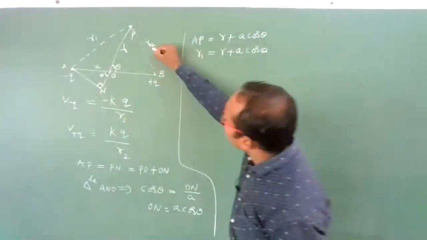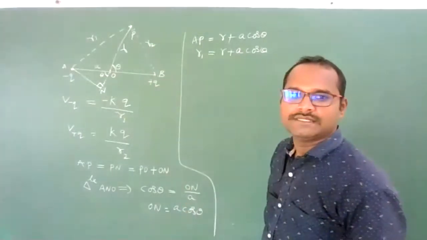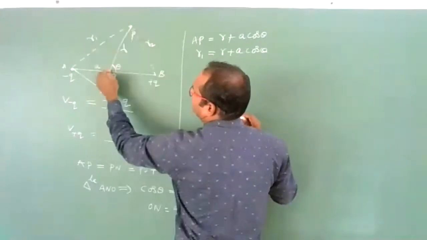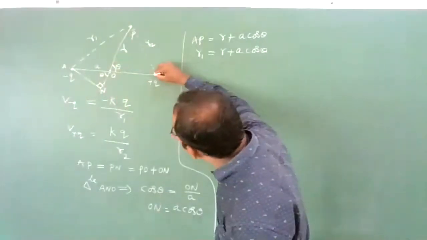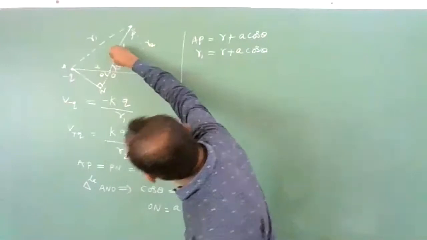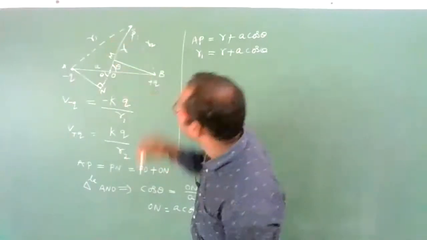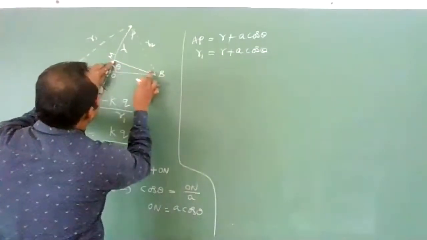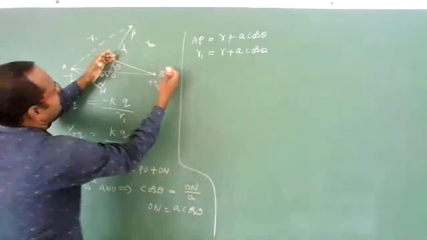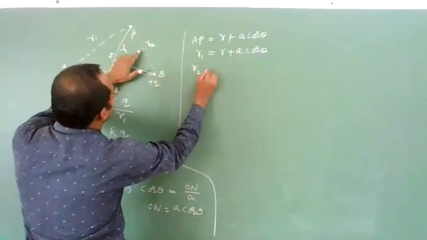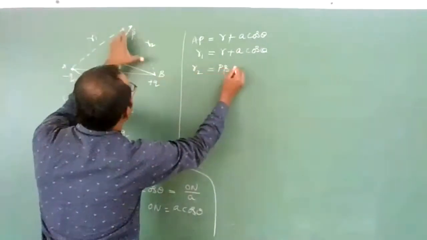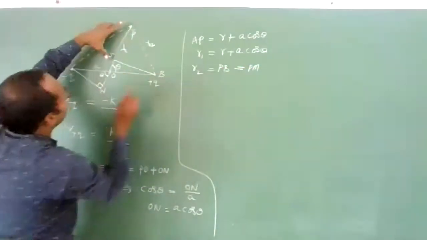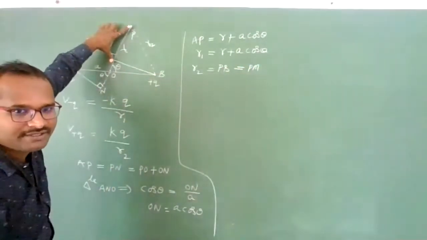For finding R2 value, again these two distances are not equal. For that, what you need to do is drop one more perpendicular to this. Let us call it M. Now this is a perpendicular line which is bisecting these two. Then you can say R2 value is equal to PB, that you can write as PM. PB and PM both will be equal according to geometry.